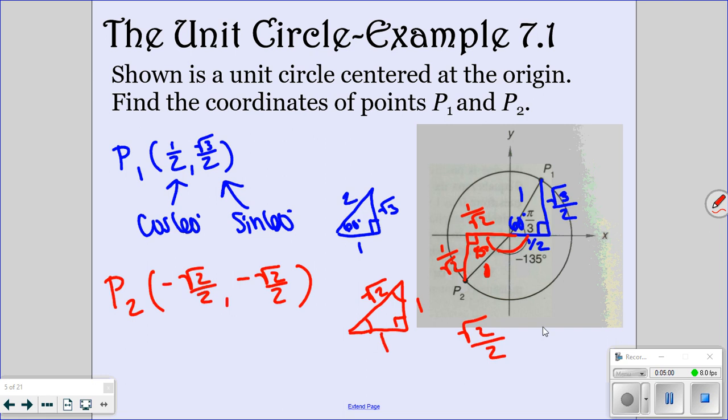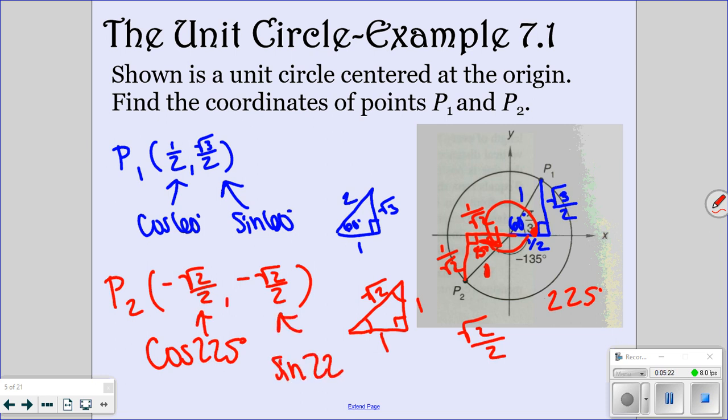Negative 135, if you add 360 to that, it's actually going to be 225. And if you had started over here and worked your way around counterclockwise, that would get you to a 225 degree angle here. And so this is the same thing as cosine of 225. And this one is the same thing as the sine of 225. So you can use that information to get your two answers. So that's how you can find the coordinate values for your points on a unit circle.